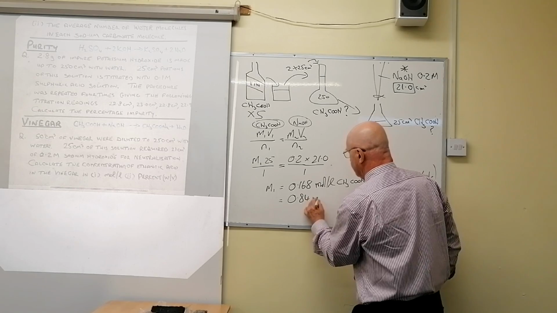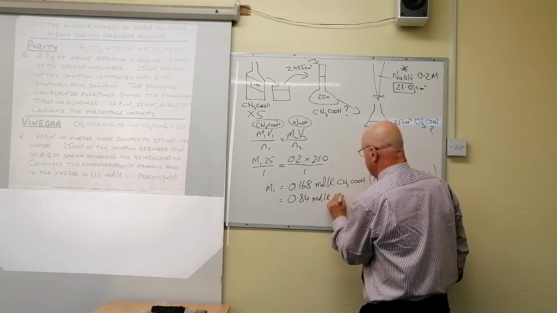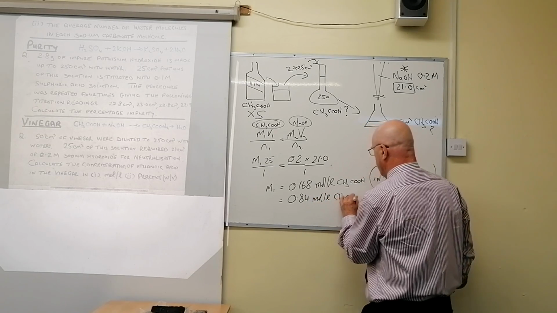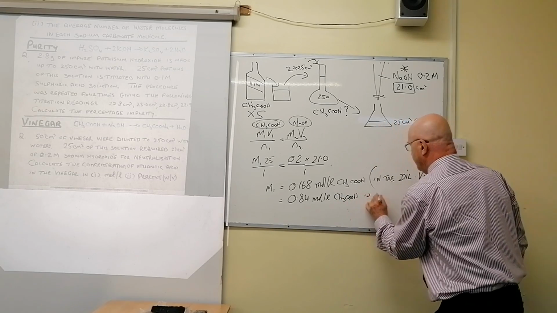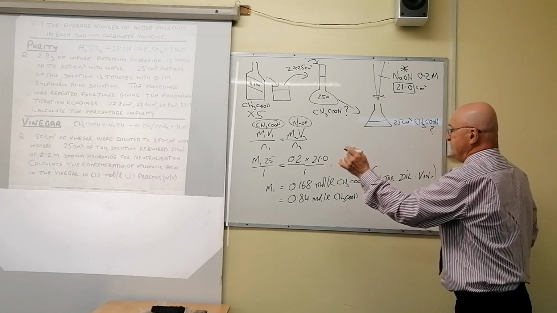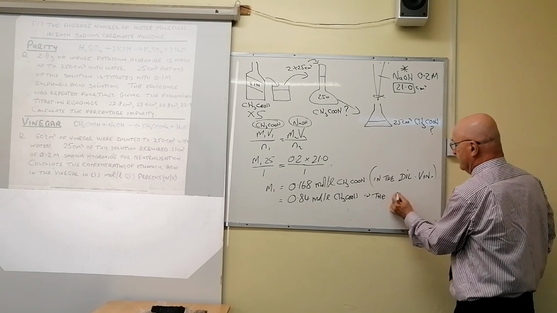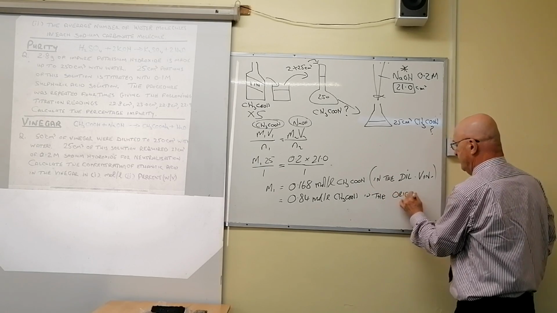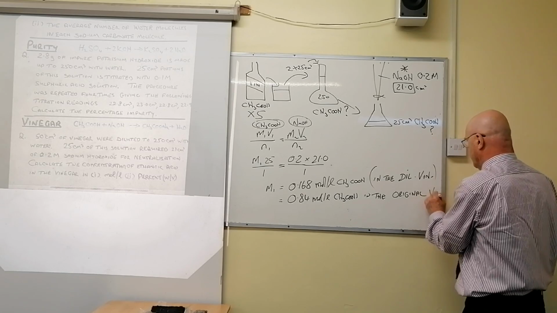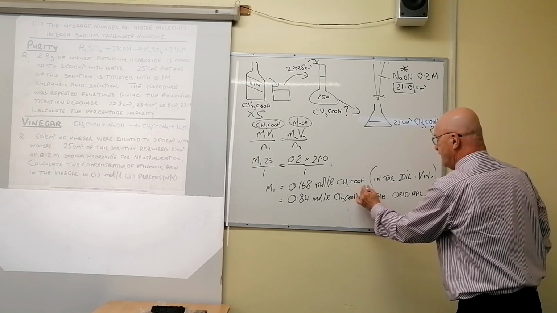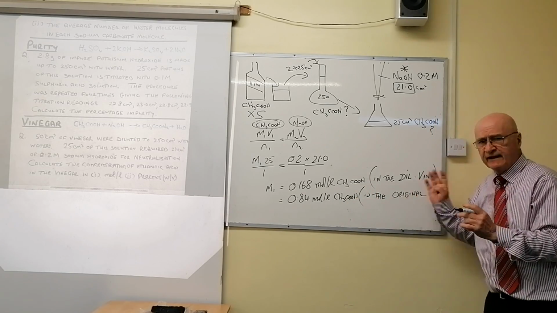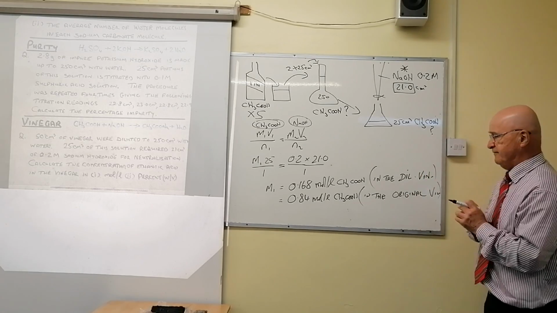0.84 moles per litre CH3COOH in the original vinegar, or the household vinegar, okay? Original, I'll put it here. In the original vinegar, okay? Now, please, you tend to leave out a lot of the qualifying stuff, and that, in my opinion, is dodgy. You'll make mistakes very easily, okay?